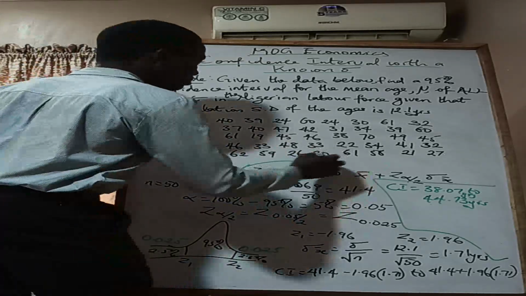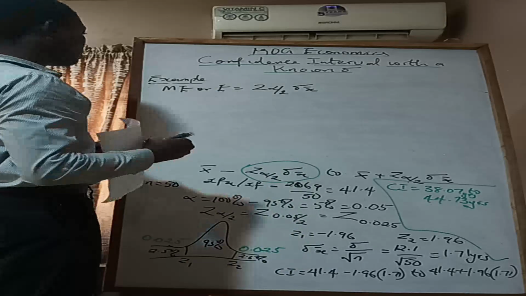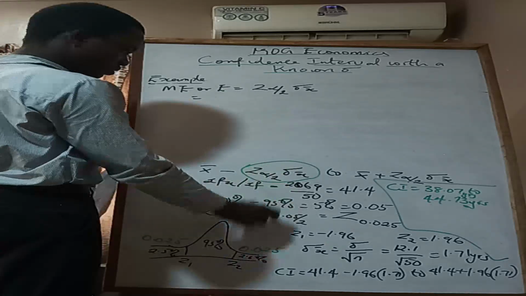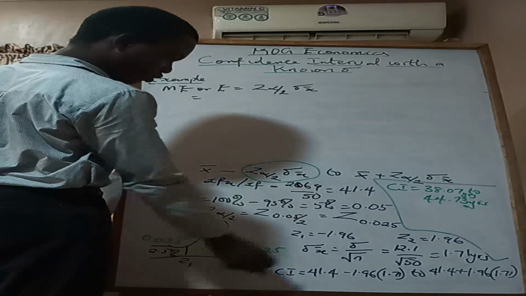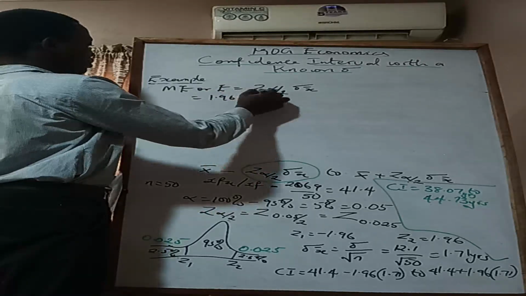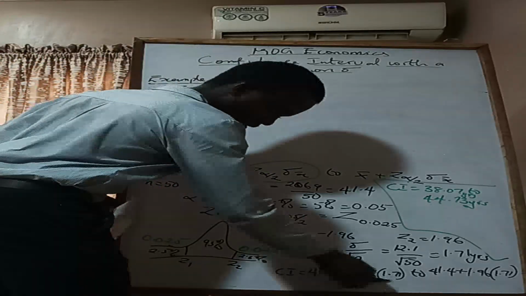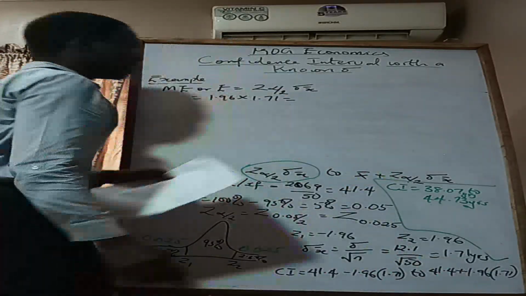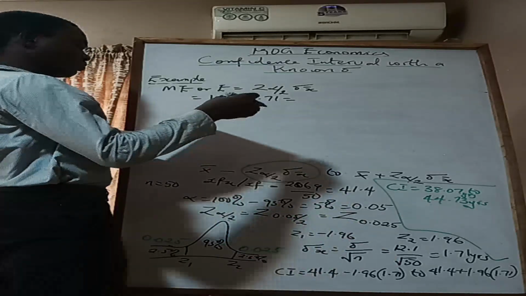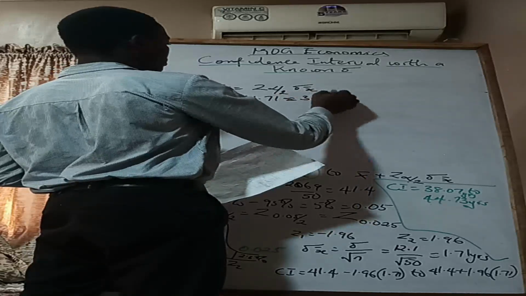So margin of error, let me erase this stuff. Margin of error is just this formula, Z alpha over 2 times this part. This part is the 1.96, multiplied by what we got here, 1.71. That's it. By the time we do that, we are going to get 3.35 or something. So the answer here is approximately 3.4 years.